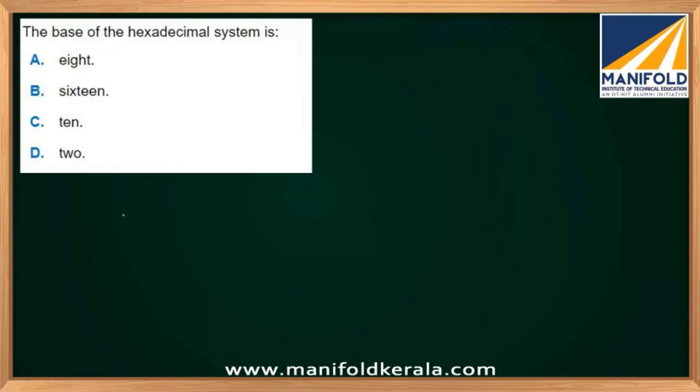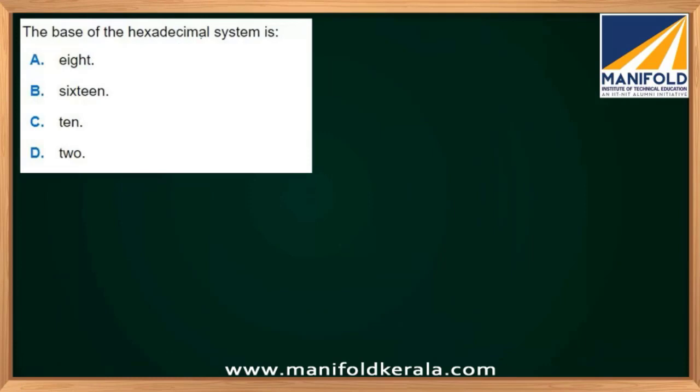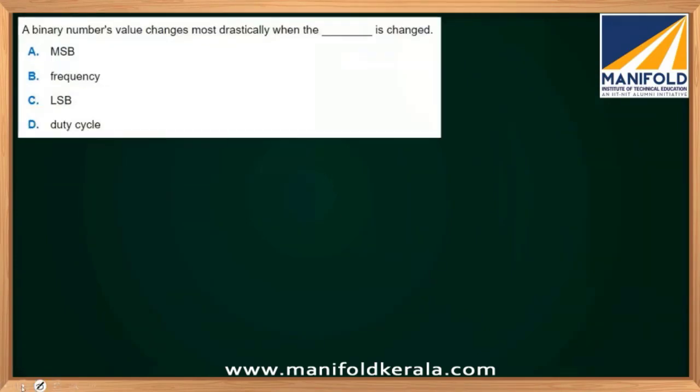Now this one should be easy for you. Can you tell me the answer for this one? The base of the hexadecimal system is option B, right? Yeah, I think all of you are getting that one. Base of the hexadecimal system is 16. Okay. Now, this one: the binary number's value changes most drastically when the dash is changed. MSB, frequency, LSB.